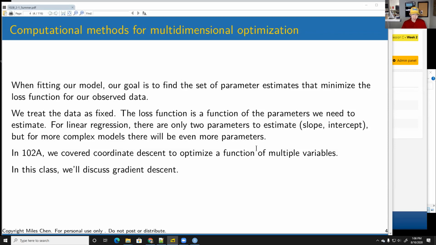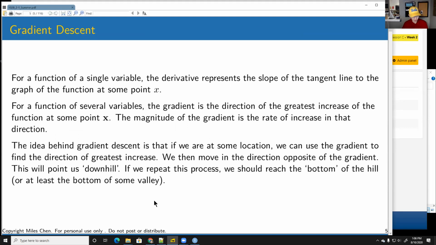Anyway, you don't need to know coordinate descent, but we'll look at gradient descent, and this is how it works. If you think about a univariate function, the derivative represents the slope of a tangent line. If you've got some kind of parabola, the derivative represents the slope. If you have a function of multiple variables, say a 2-dimensional function, then the response is going to be a 3-dimensional surface, with your x1 and your x2 and some kind of surface sitting on top of that. The gradient is going to be a vector pointing in 2 dimensions that shows the direction of greatest increase at some location x, and the magnitude of the gradient is the rate of increase in that direction.